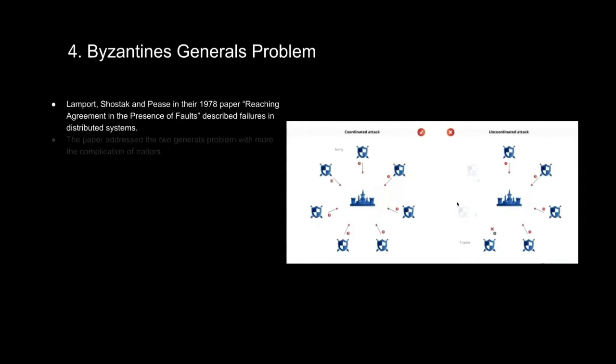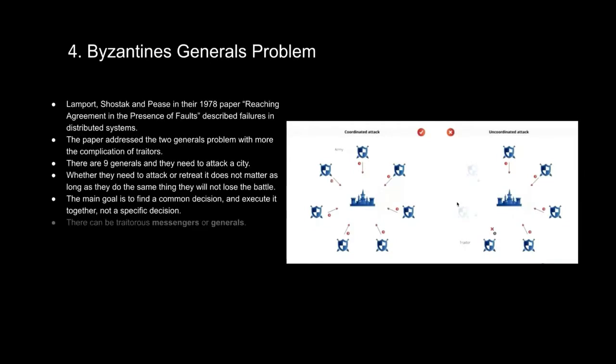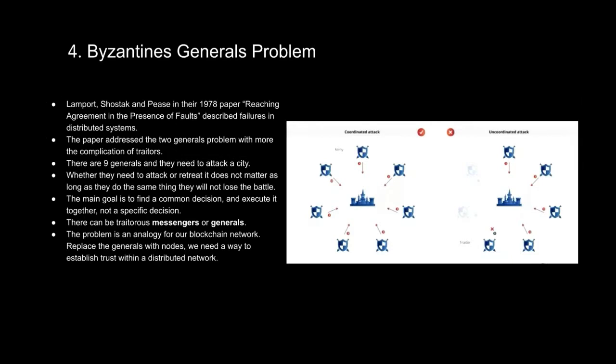To understand how distributed consensus works, we'll talk about an old problem. Lamport, Shostak, and Pease, in their 1978 paper Reaching Agreement in the Presence of Faults, describe failures in distributed systems. There was another paper released before this called the Two Generals Problem, which was an unsolvable problem, and they referenced that within the system. But essentially, long story short, we have 7 different generals, and they all want to attack this castle at the same time.